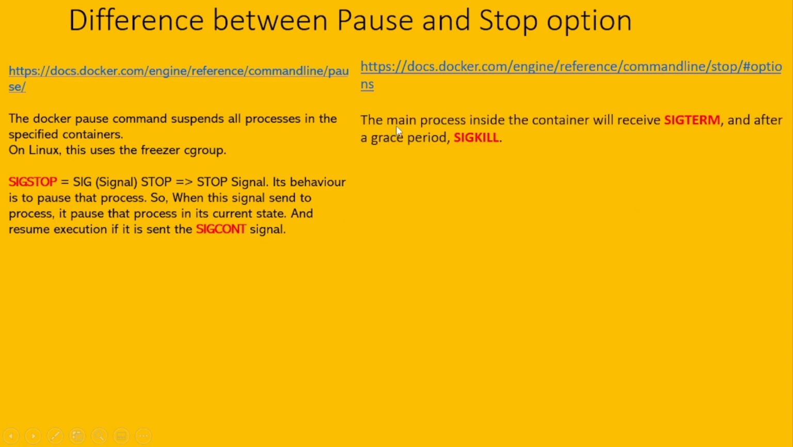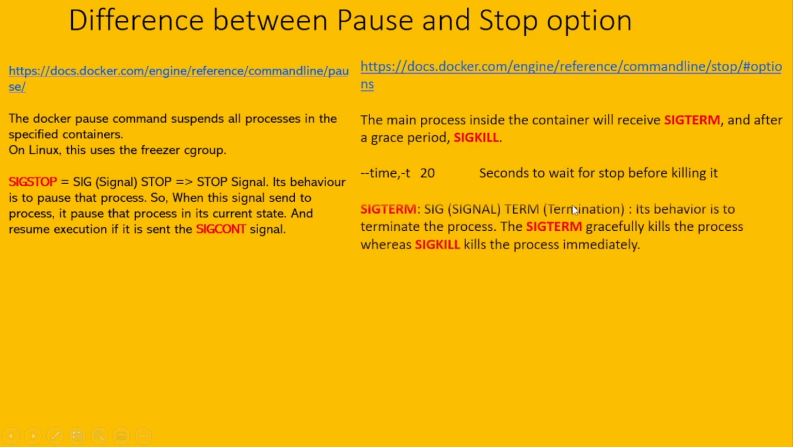On the other hand, with stop, the main process inside the container will receive SIGTERM, and after a grace period it sends SIGKILL. SIGTERM and the time is -t 20. We can use -t 20, or the default time is 10 seconds. So first it sends the terminate signal, then it waits for 10 seconds by default, and then it sends the kill signal. SIGTERM, TERM is termination. Its behavior is to terminate the process. SIGTERM gracefully kills the process, whereas SIGKILL, the kill signal, kills the process immediately.